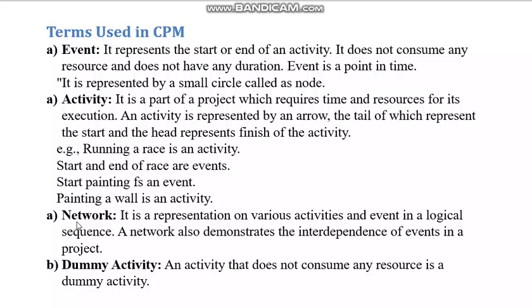Okay, now next, network. Actually, many people study this as network analysis, but here we are just studying one topic like CPM. So we didn't give the title network analysis. Okay, now network also, let us see what it is, the definition of it. It is a representation of various activities and events in a logical sequence. Network also demonstrates the interdependence of events in a project.